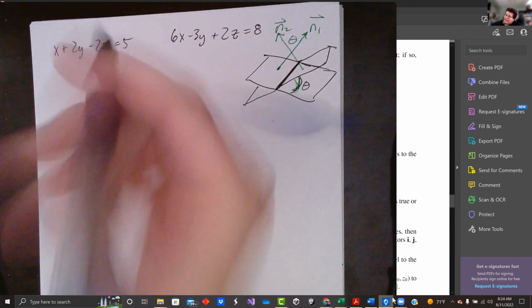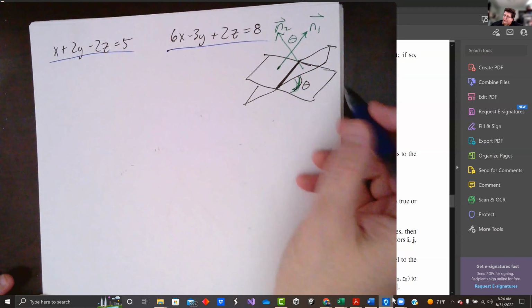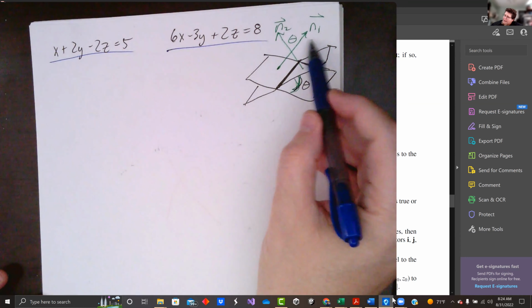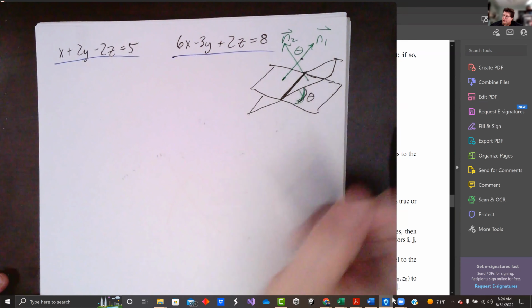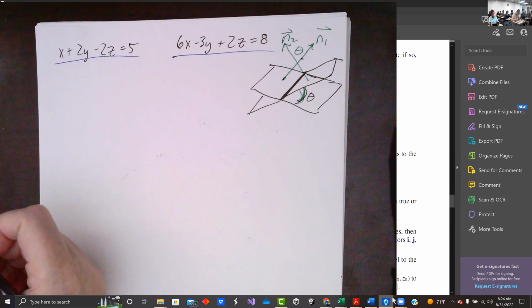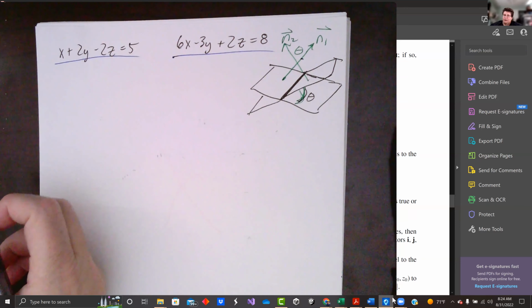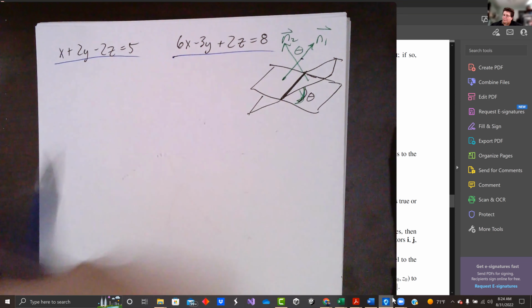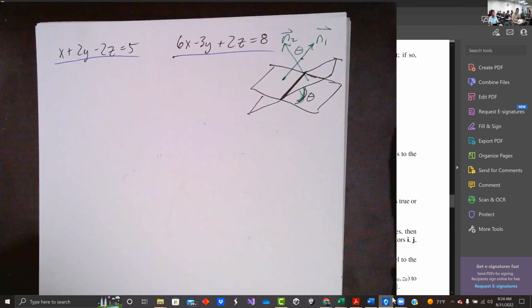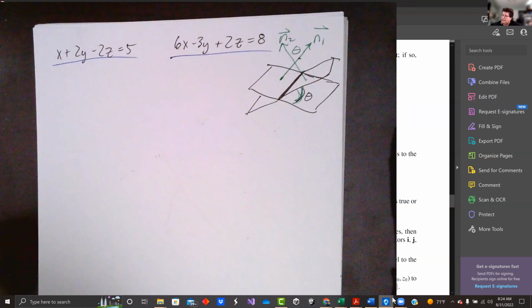Okay, so let's get back to this. We've got these planes. We're trying to find theta. The normal vectors make the angle. So how could I get this angle using what I know of vectors? Angle between the normals. Yeah, how do I find it? Maybe use that equation. Which equation? Cosine theta equals the dot product over the magnitudes. So the dot product will work.